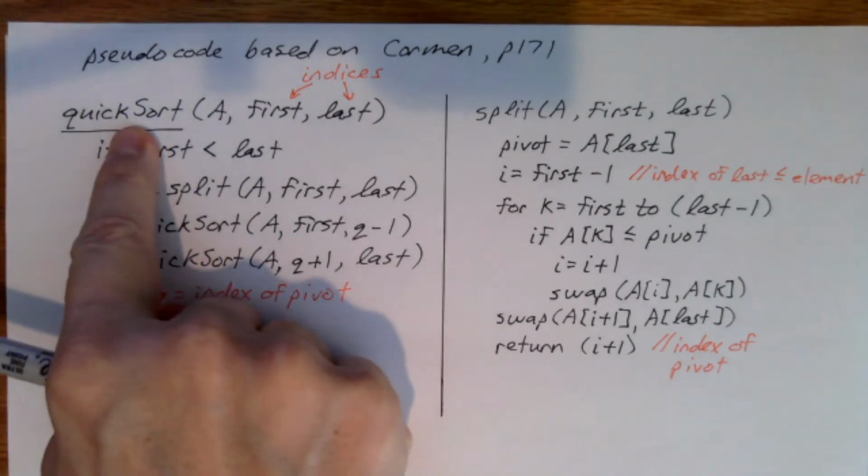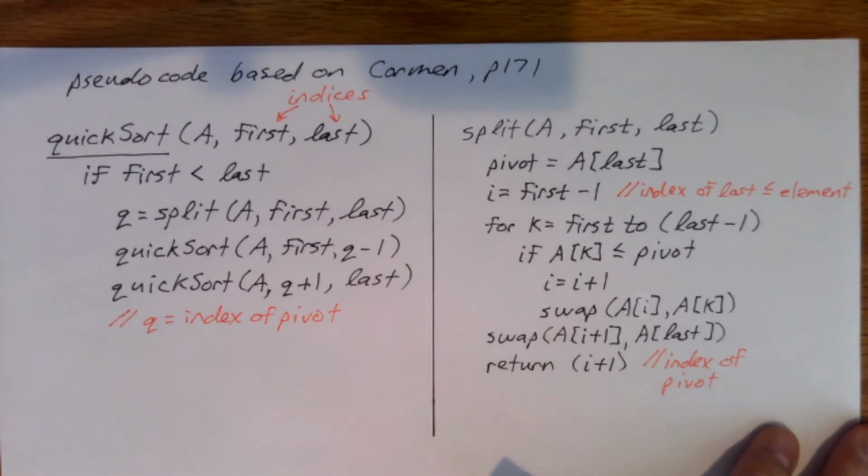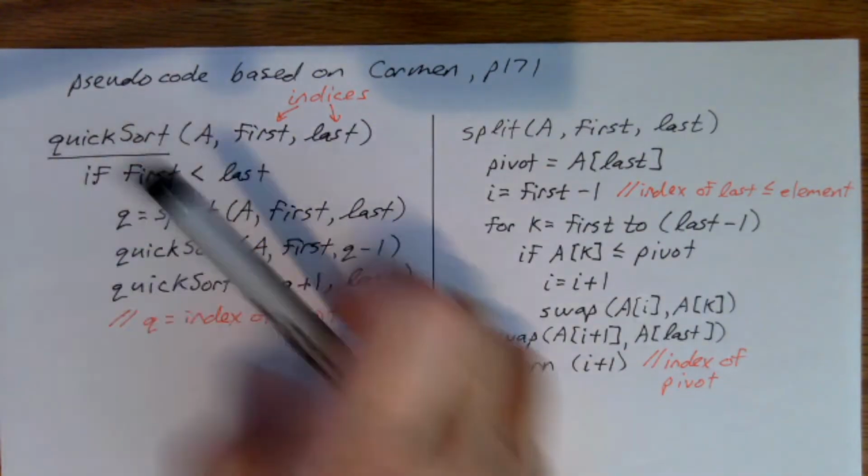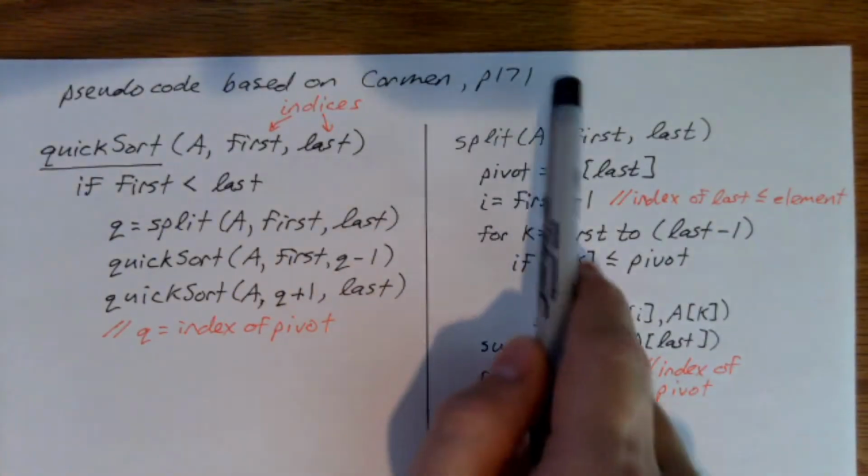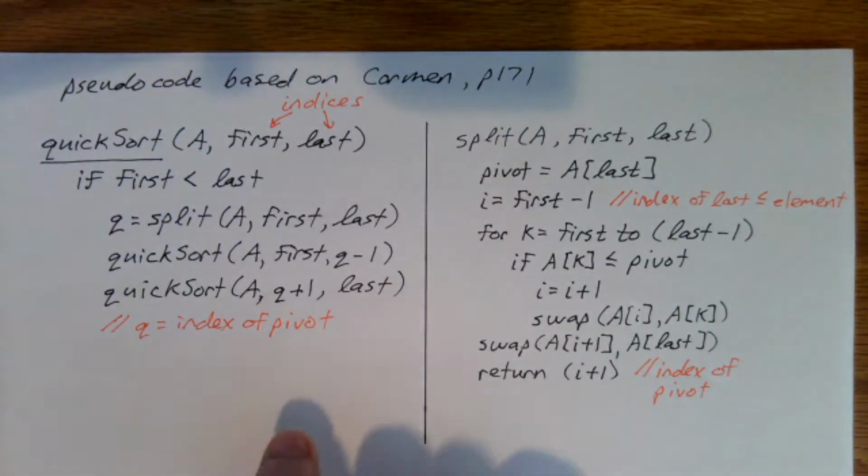Let's look at the quicksort algorithm for sorting an array of values. Note that my pseudocode is based upon that in the Cormen book on page 177. So quicksort consists of two functions.